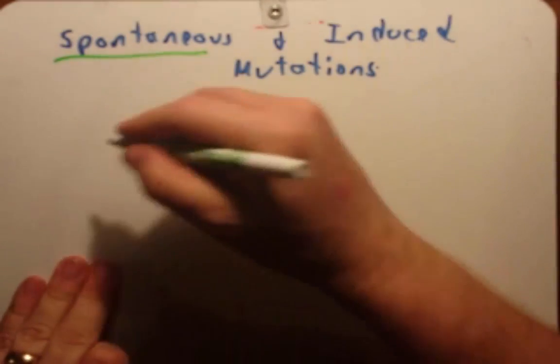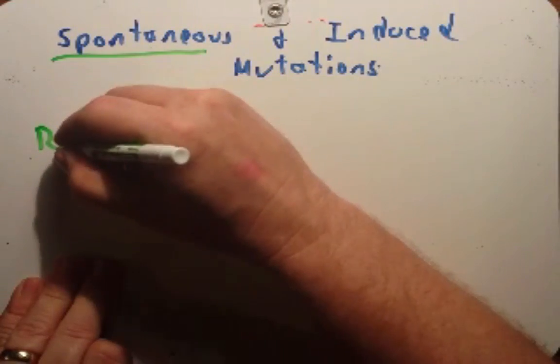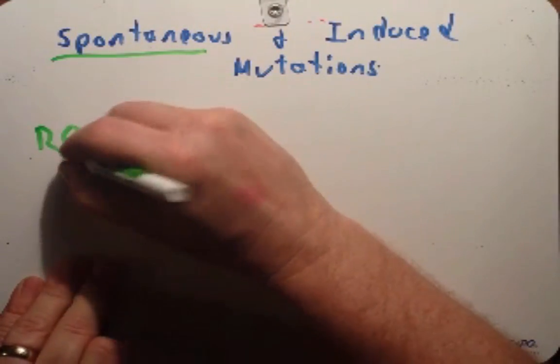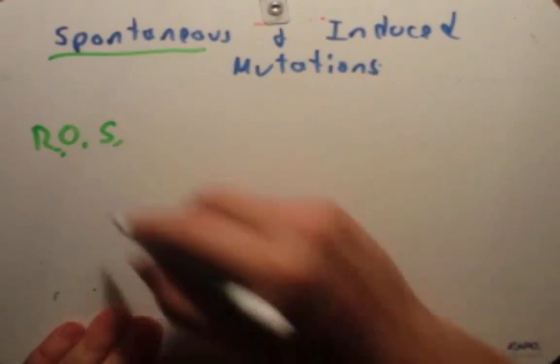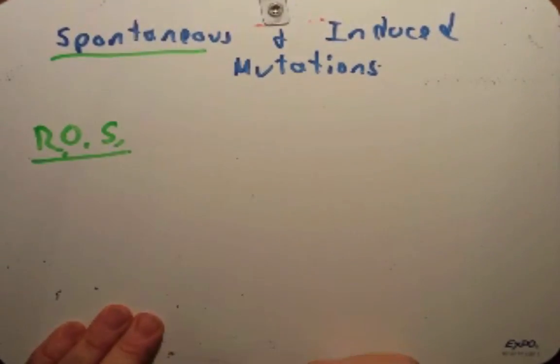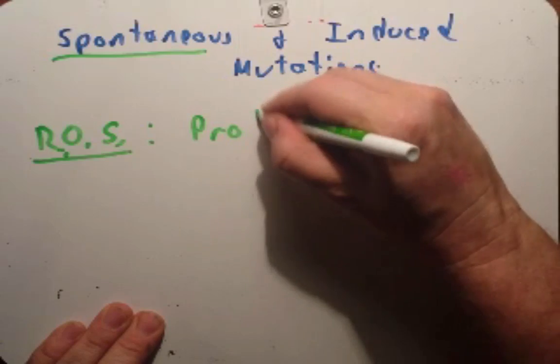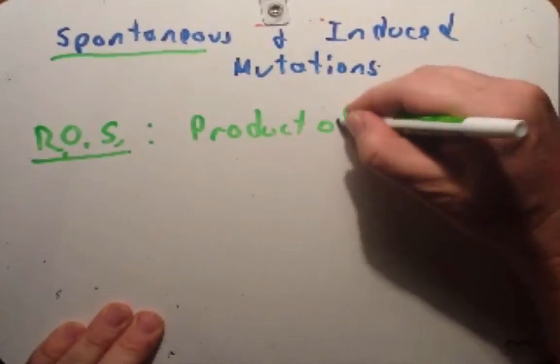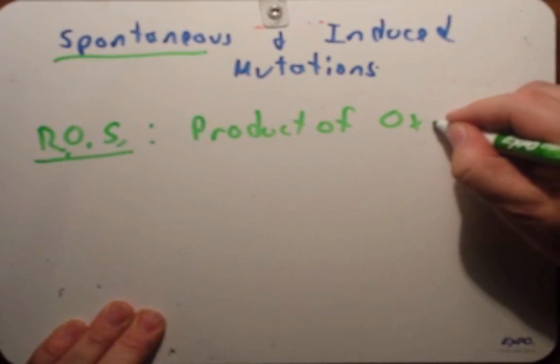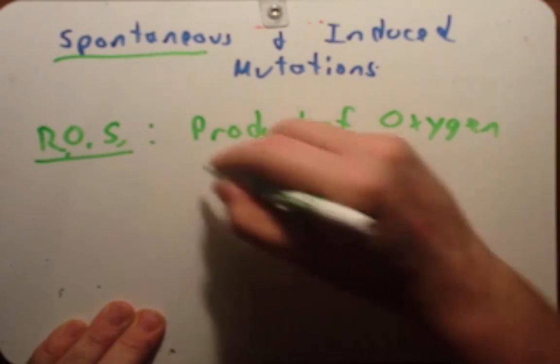The next thing I want to talk about with spontaneous mutations is the role that reactive oxygen species has in the cell. Now, we just are going to abbreviate it as ROS. This is the product of oxygen metabolism.